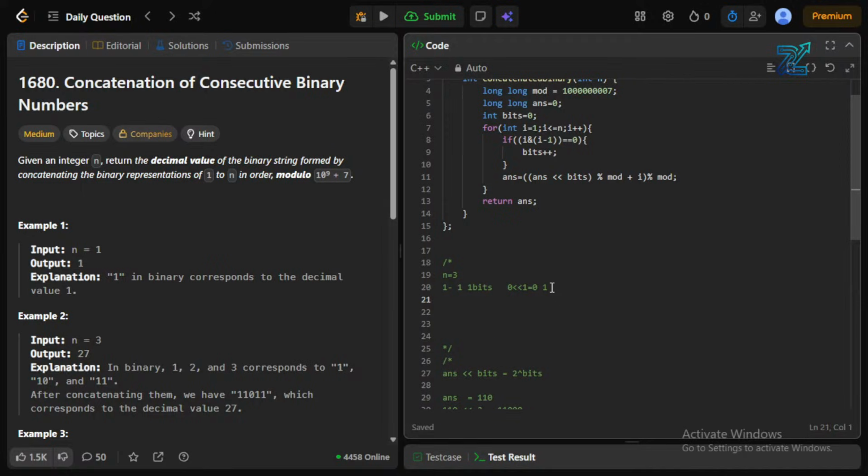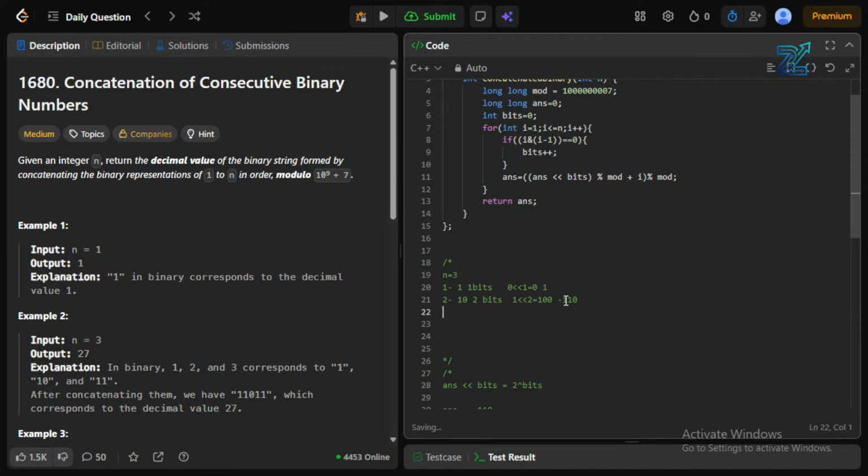Then the loop will iterate and i will become 2, right? What is the binary value of 2? 10, right? How many bits does it have? 2 bits. Now in our answer what do we have? 1, right? So 1 left shift by 2, we will get 100. Now our final value is 10 plus 100, which gives 110, right?